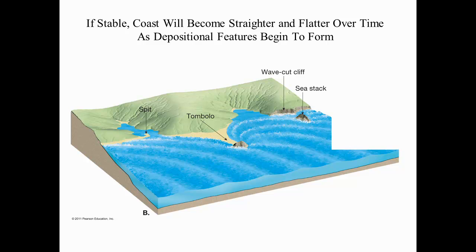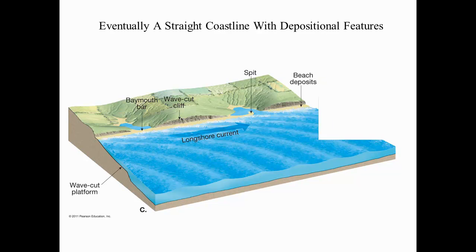And here, for an example, we see the formation of a spit and a tombolo and the beginnings of a beach ahead of the wave-cut cliff. So deposition, sedimentation is beginning to take place along this particular coastal area. And eventually, a straight coastline with depositional features will emerge.